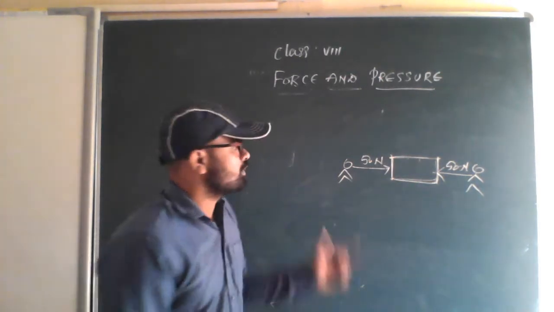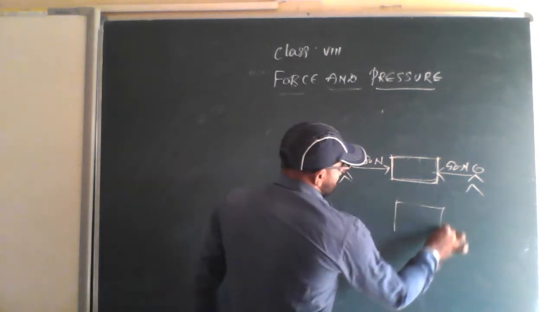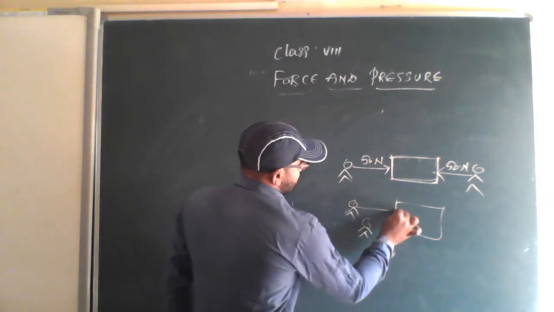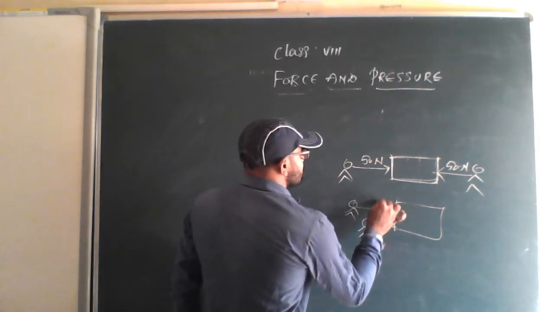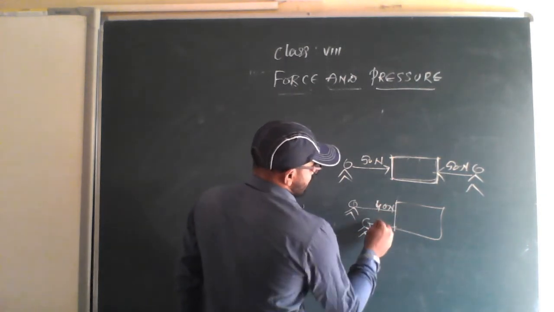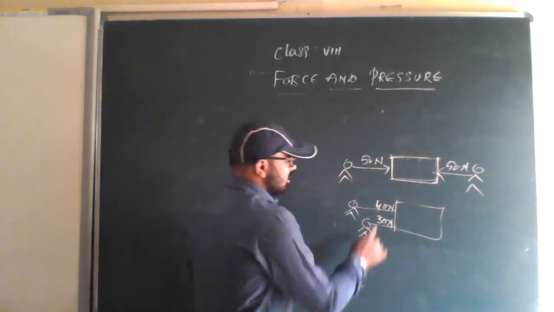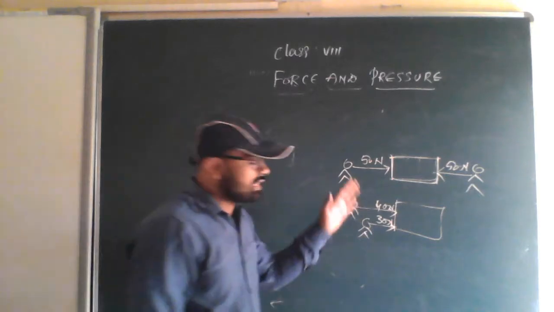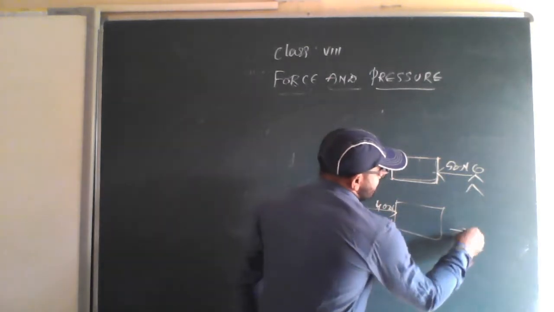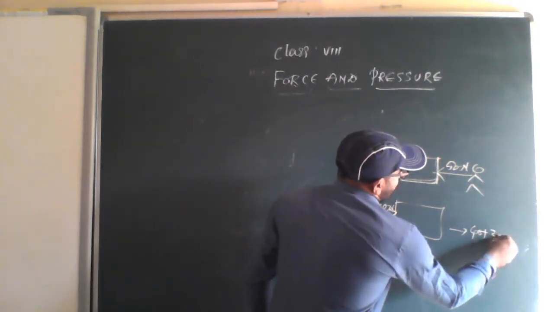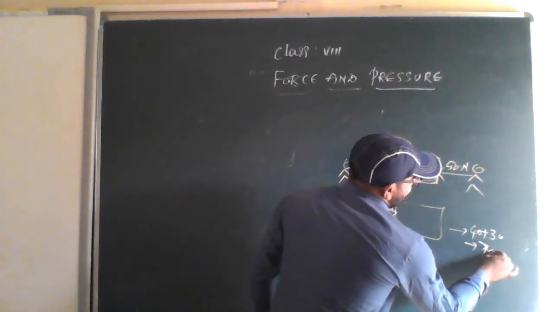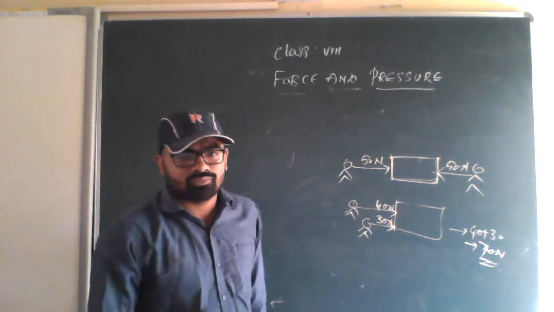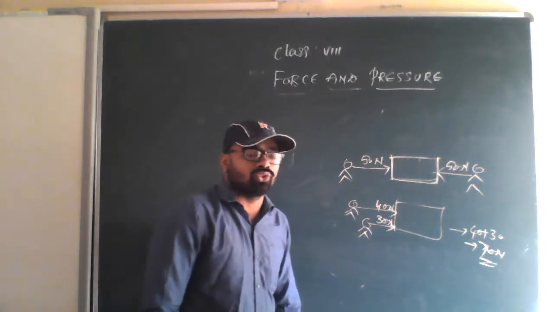Suppose on the same object, one person here and another person here are applying, say, 40 Newton and 30 Newton force in the same direction. Then the total force acting on this is the addition of those two, 40 plus 30, that is 70 Newtons. So we have to express force in Newton. Newton is the SI unit of force.